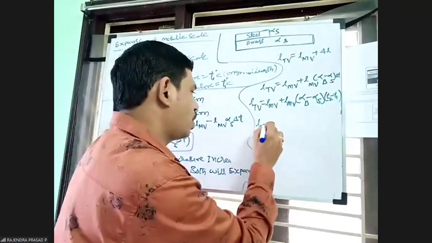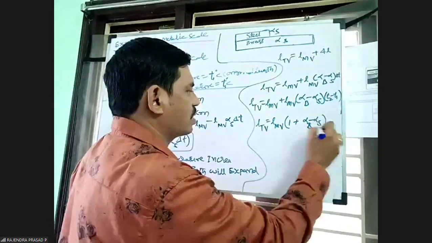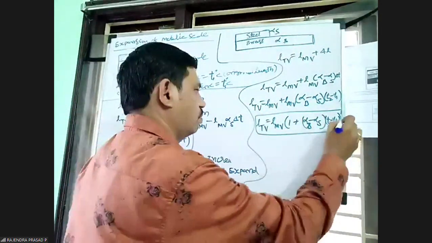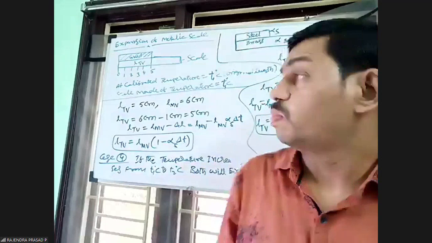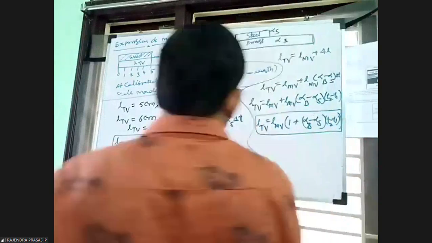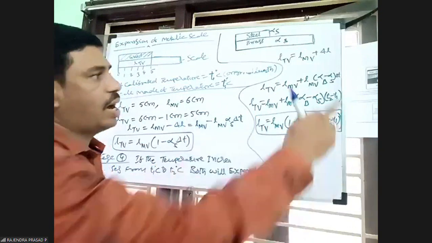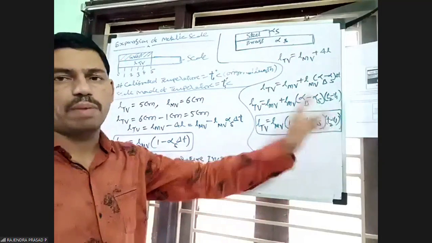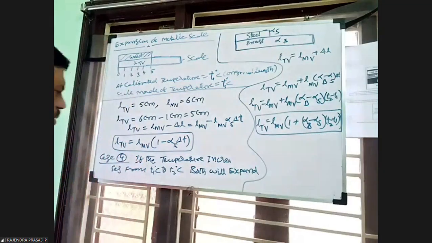So what is L true value? L true value equals L measured value into 1 plus alpha B minus alpha S into T2 minus T1. This is the case. Both temperatures increase, both expand. Then true value is equal to measured value into 1 plus. Previous one also, temperature increases, error is added. Same, it is also added, but the difference is both are considered: alpha B minus alpha S into T2 minus T1.